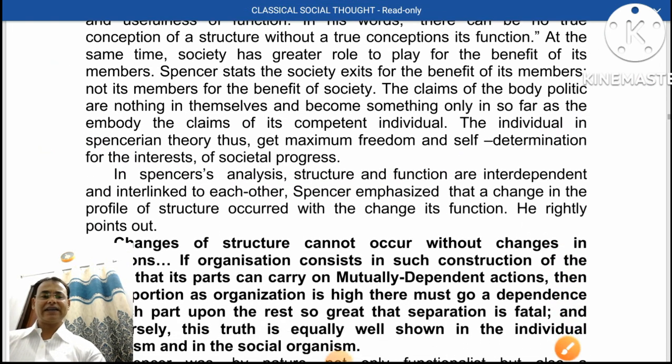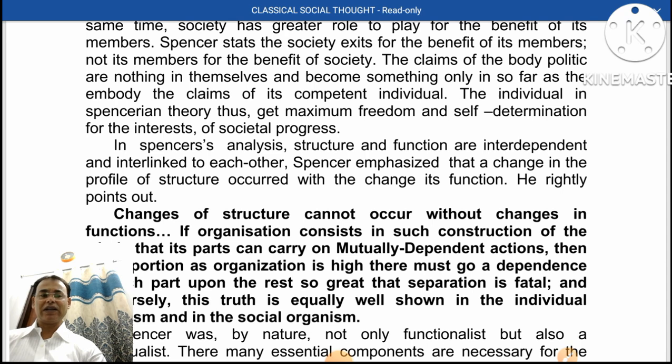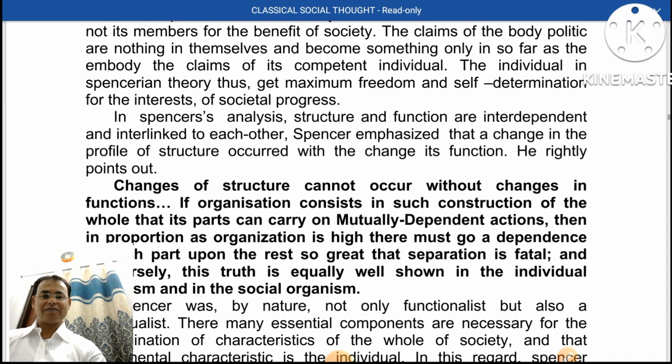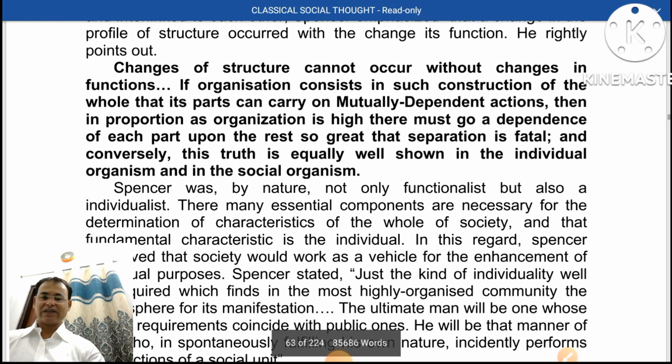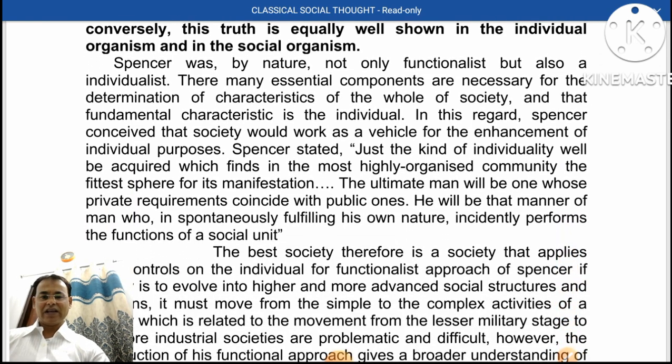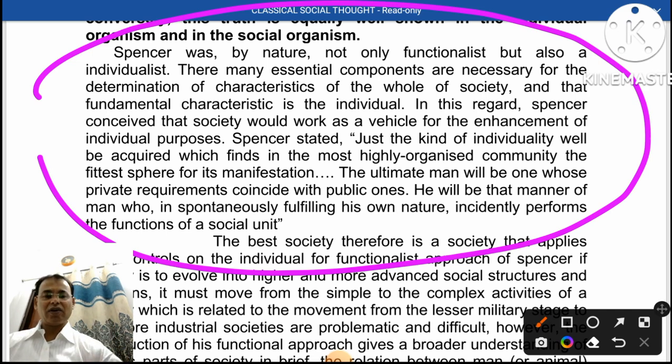Spencer stated that society exists for the benefit of its members, not its members for the benefit of society. The claims of the body politic are nothing in themselves and become something only in so far as they serve the individual. Change in structure cannot occur without changes in function. Spencer was by nature not only a functionalist but also individualistic. The essential components are necessary for the determination of the characteristics of the whole of society, and that fundamental characteristic is the individual.